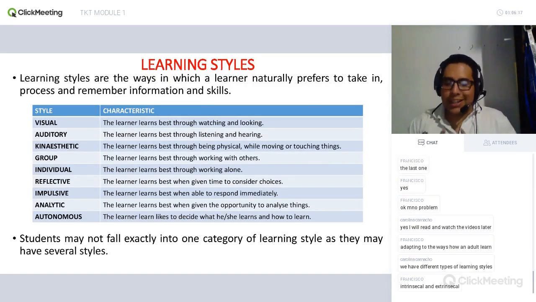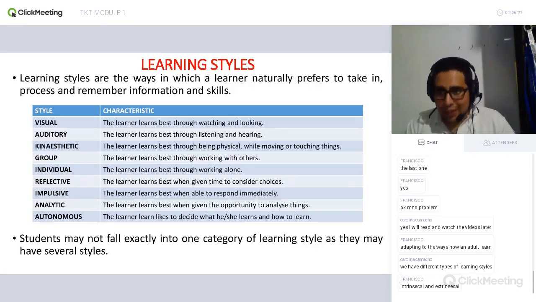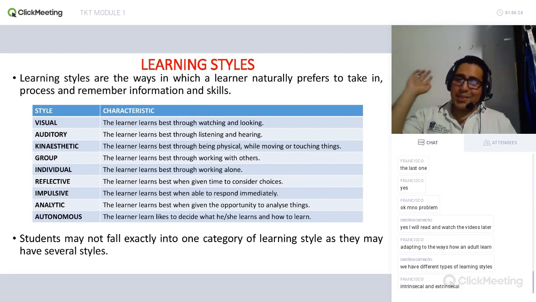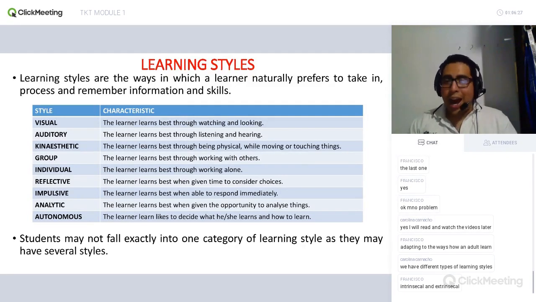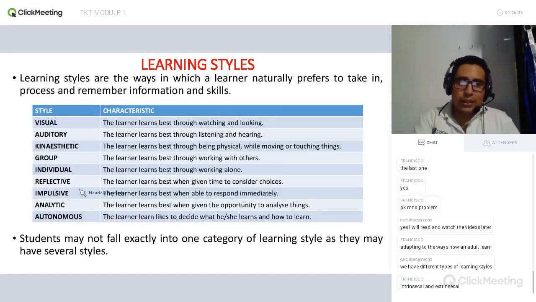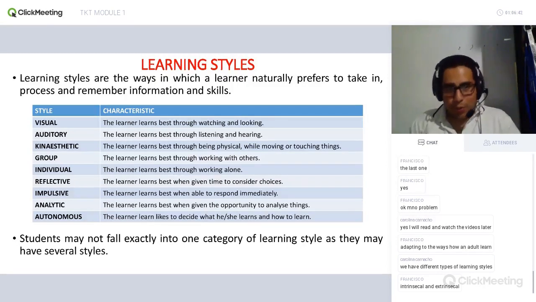And autonomous, it is also autonomous. The learner likes to decide what he or she learns and how to learn. So I upload the videos, but it's your decision to watch them or not. I upload the quizzes, but in the end, it's your decision to do them or not. Okay, so talking about this online course, we are working a lot with reflective, analytic, and autonomous. Okay, somehow visual also, because I put these videos and so on, and auditory, but it's more about reflective, analytic, and autonomous, to be honest.